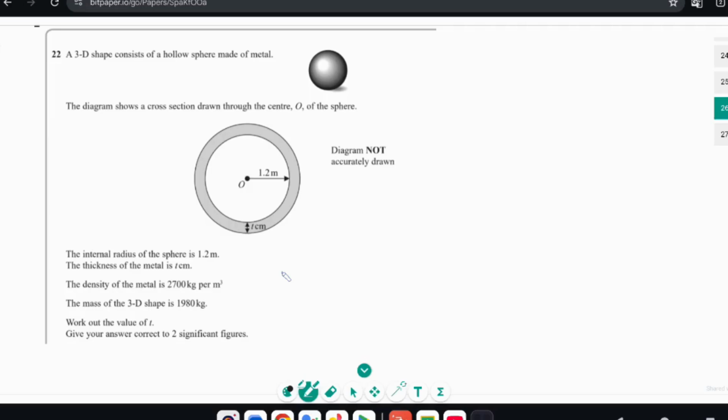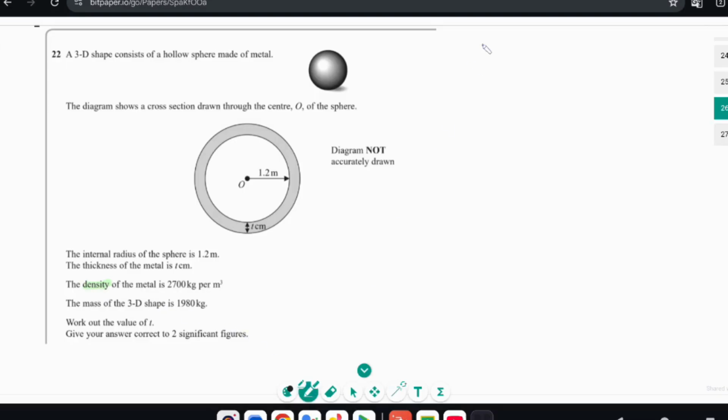The density of the metal is 2,700 kilograms per meter cubed. The mass of the 3D shape is 1,980 kilograms. Work out the value of T. Give your answer correct to two significant figures.